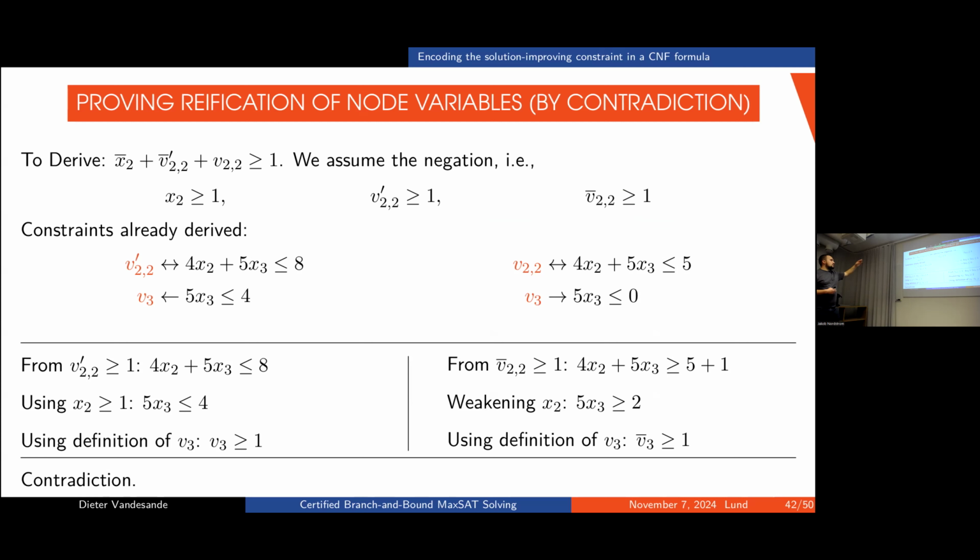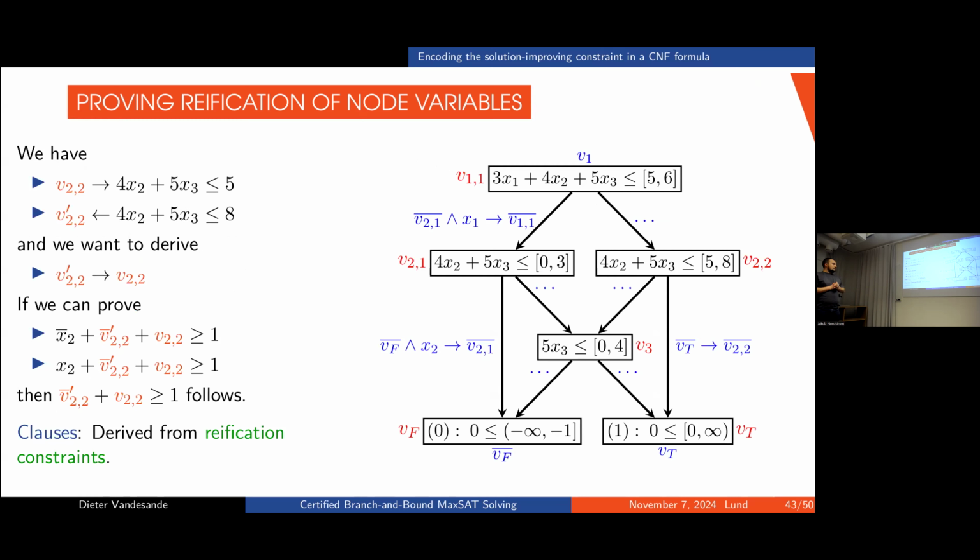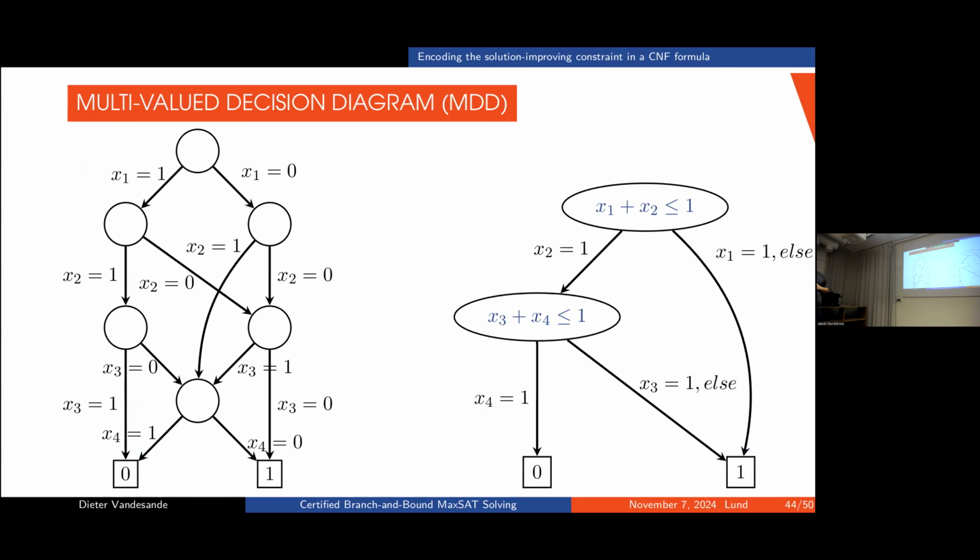So I have proven that if x2 is true, then V prime implies V. And the same reasoning happens for the constraint where you want to derive what happens if x2 is false. So indeed, I was able that way to derive the reification of my V variable, and now the clauses can be derived from these reification constraints.